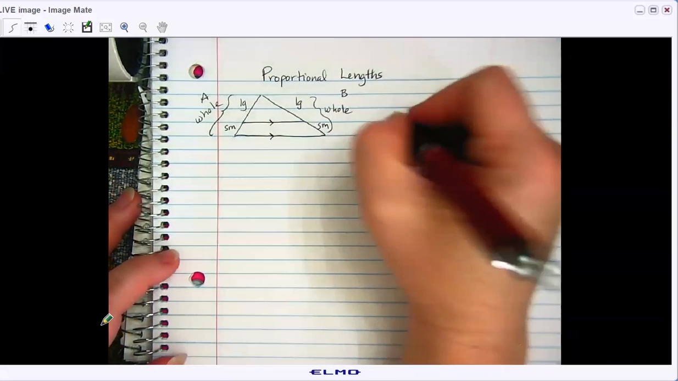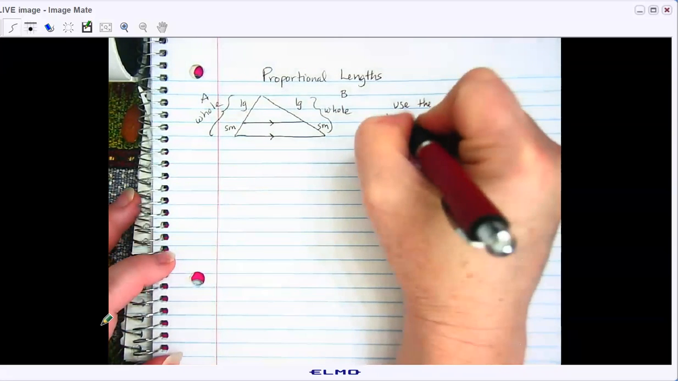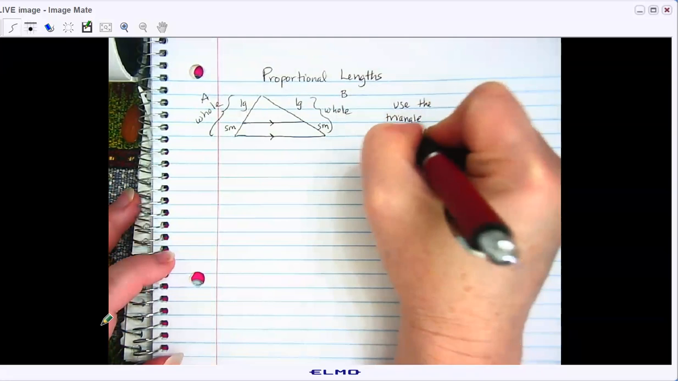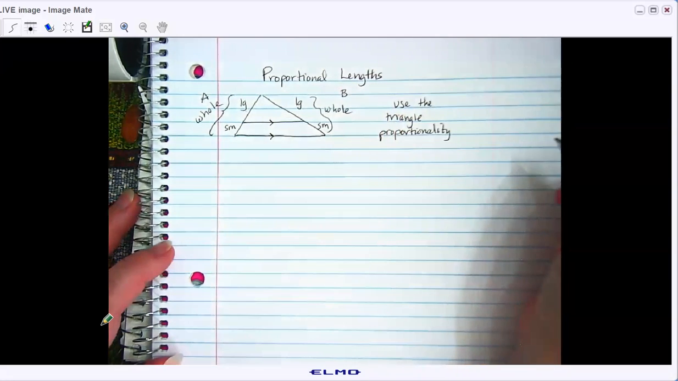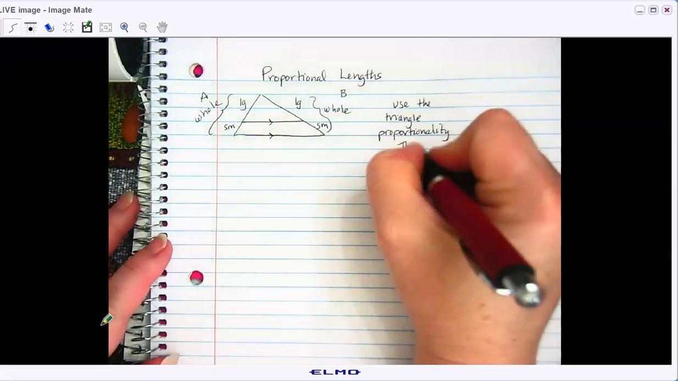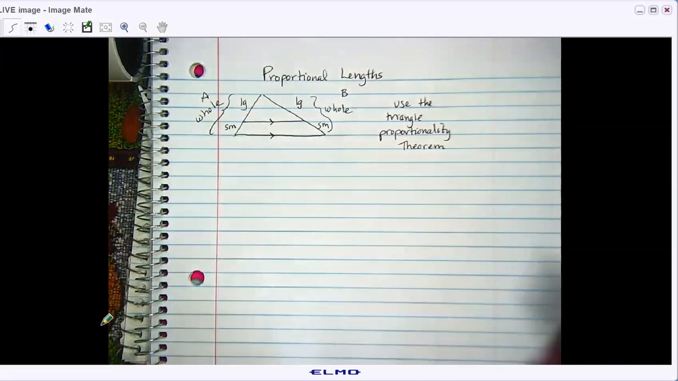Okay. So we're going to use the triangle proportionality theorem. It's like personality, but proportionality. Triangle proportionality theorem.